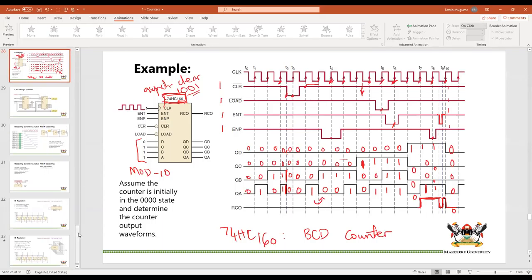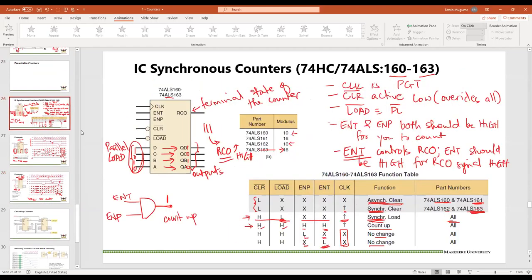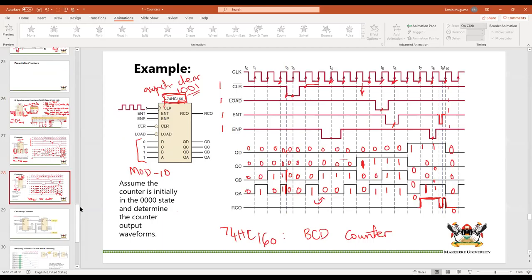How we know that is that we can go to here, and you'll notice in this little table that the mod of the 160 is 10. All right, so that means that its terminal state is actually 1001. This is equal to decimal 9. And so if we notice here, this is 1000, which is the previous state, and this is 1001, which is the terminal state, making RC note go high. Okay, so I'm sure that explains it.